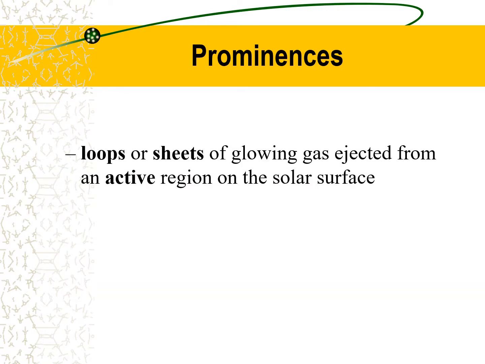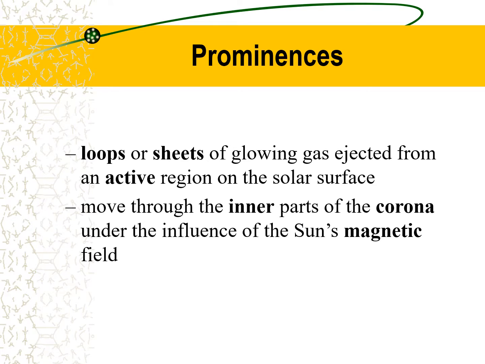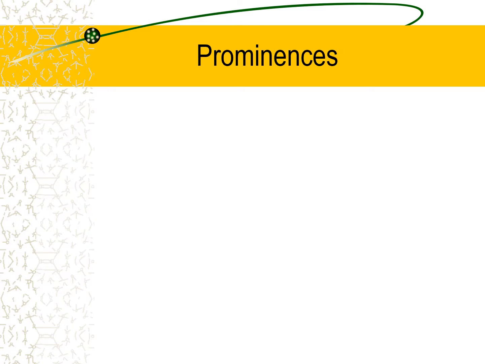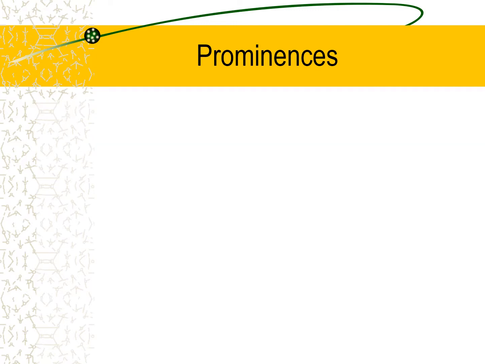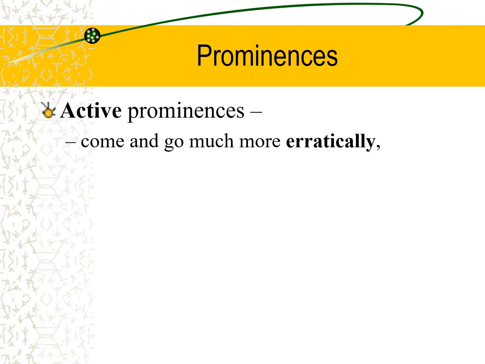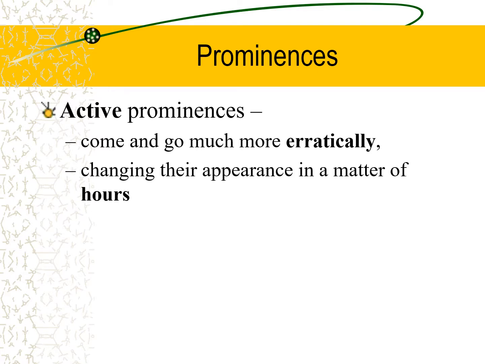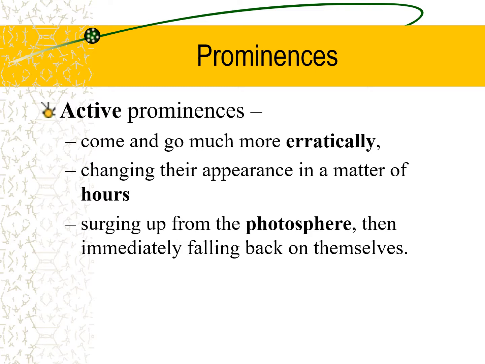Okay, prominences are loops or sheets of glowing gas that are ejected from an active region on the solar surface. They move through the inner parts of the corona under the influence of the sun's magnetic field. There's two different types of prominences. The first that we're going to talk about is called the quiescent prominence. This can actually persist for days or even weeks. The next one is called active prominences. These are much more erratic. They can come and go much more quickly, and they can change their appearance in a matter of hours. They surge up from the photosphere and then immediately fall back down on themselves.